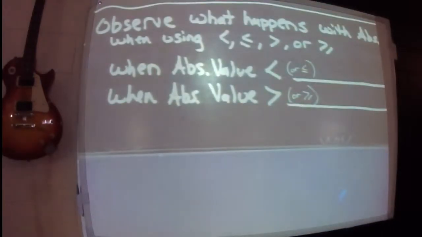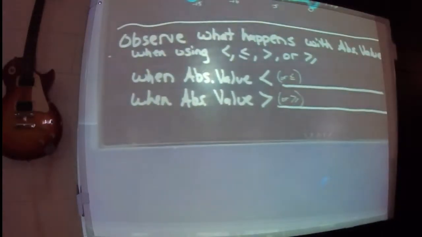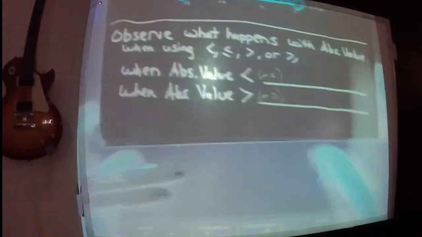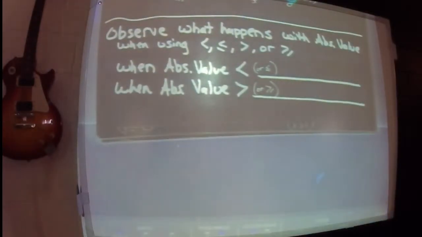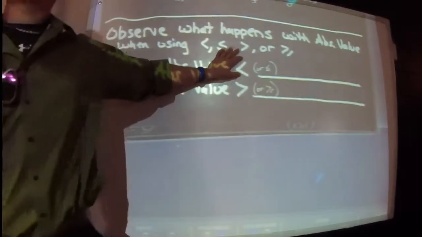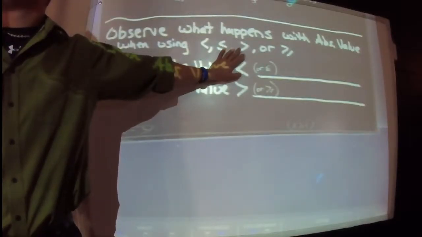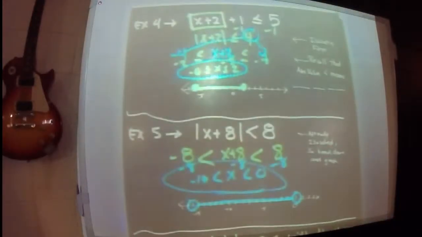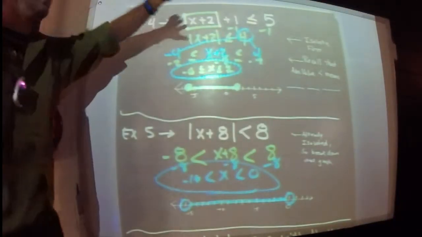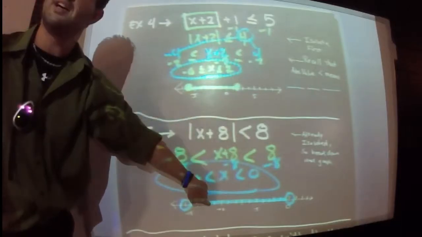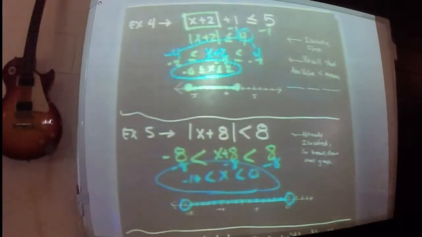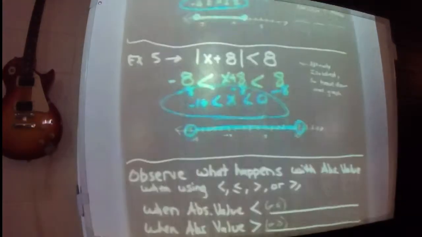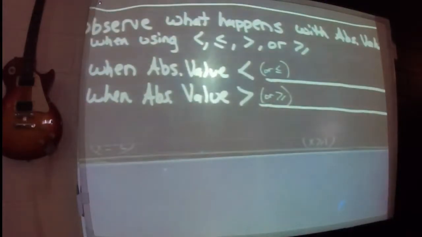All right, observe what happens when we have absolute value less than or equal to, greater than or equal to. When we have absolute value less than, what did you notice with its graph? The two dots connected, right? The back side, we're both our absolute value less than. Two dots connected and two dots connected. So if you have an absolute value less than problem, what do you expect your answer to be? Two dots connected.